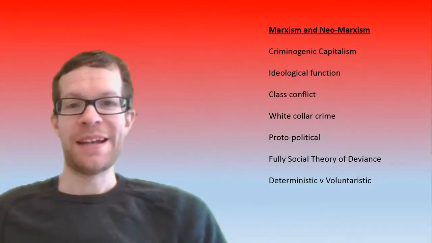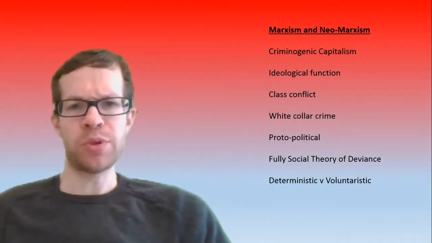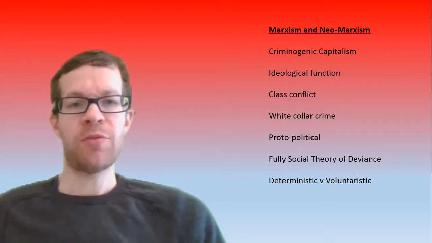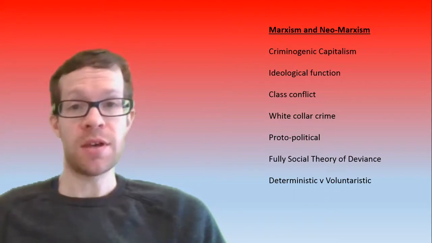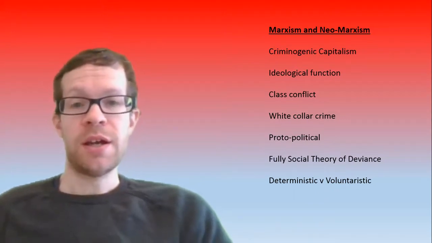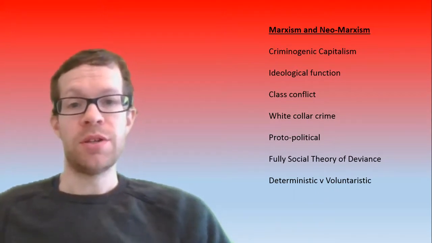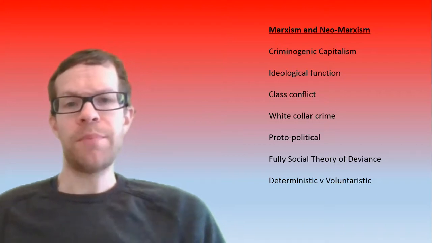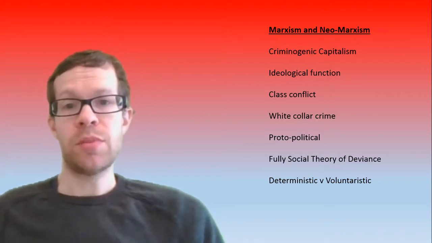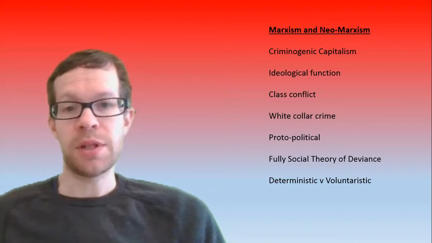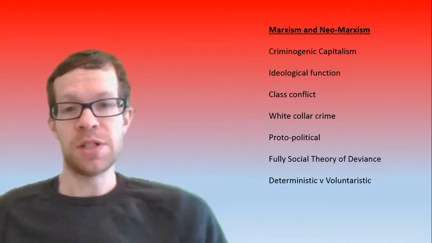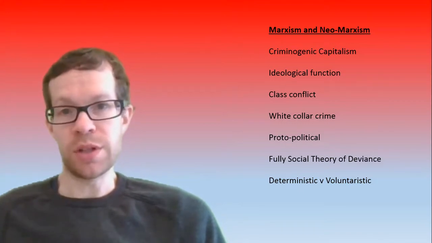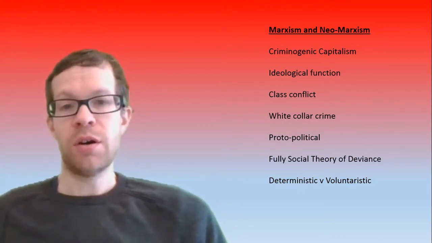Okay, welcome back. Although we looked at them separately when we studied them, I've put Marxism and Neo Marxism together here, and you'll understand why later on in this lesson. Obviously, classic Marxism talks about criminogenic capitalism. The fact that capitalism exists means that there will be crime because of the inequalities at the very heart of the capitalist structure in society.